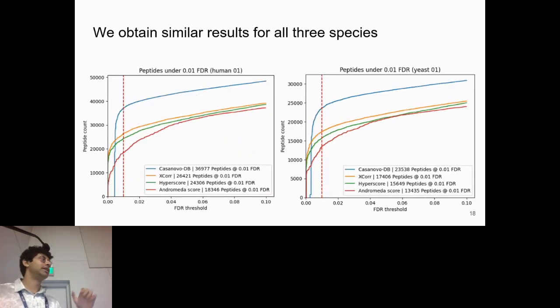And we see that this is true for all the species across the board. We see that Casanova DB accepts a lot more peptides at 1% FDR as compared to the other score functions, meaning that yes, we were successful in creating a learned score function that has higher separation power between targets and decoys.